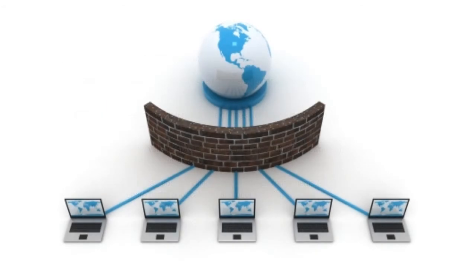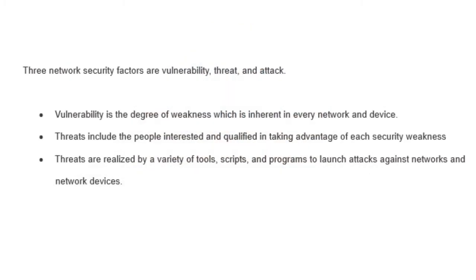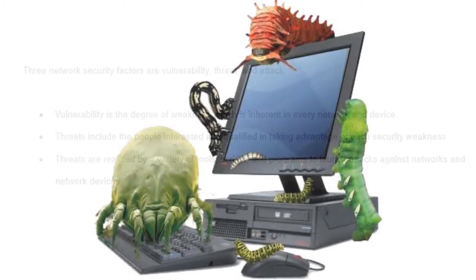When you think of network security or even computer security, you may imagine attackers exploiting software vulnerabilities. An equally important vulnerability is the physical security of devices. Three network security factors are vulnerability, threat, and attack. Vulnerability is the degree of weakness which is inherent in every network and device. Threats include the people interested and qualified in taking advantage of each security weakness. Threats are realized by multiple tools, scripts, and programs used to launch attacks against networks and network devices.